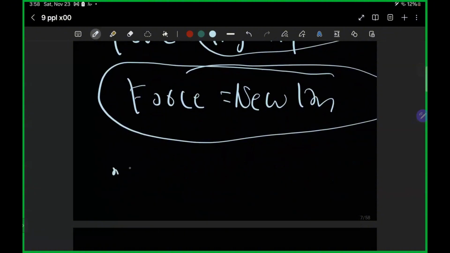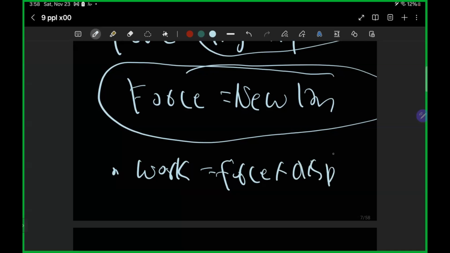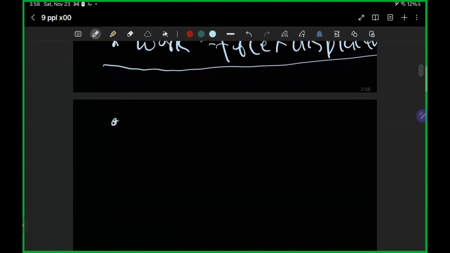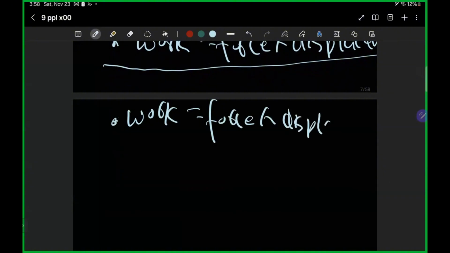Then the next quantity which we have is work. Work can be formulated as force multiplied by displacement.